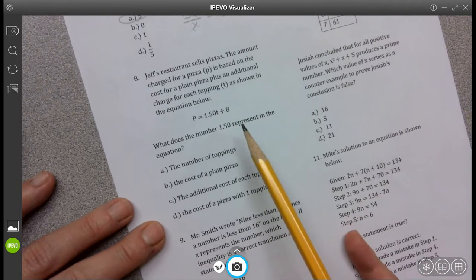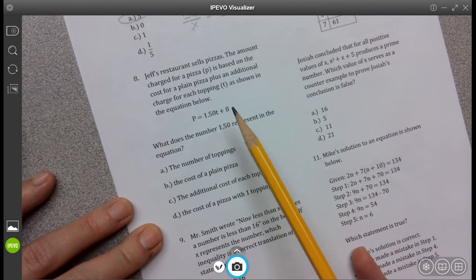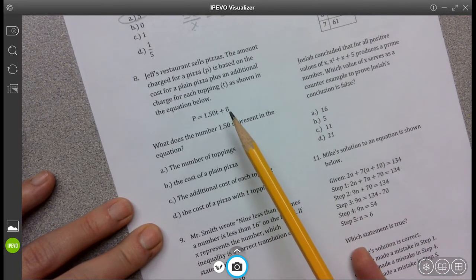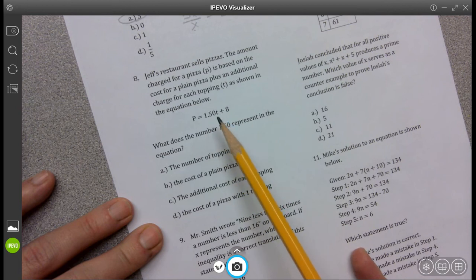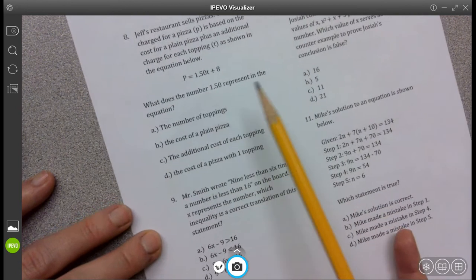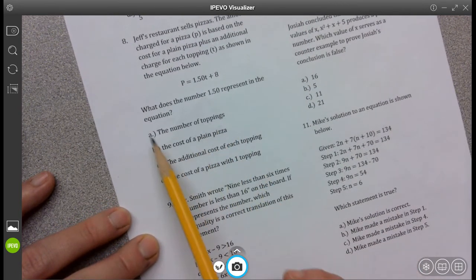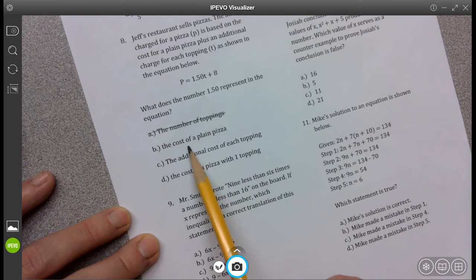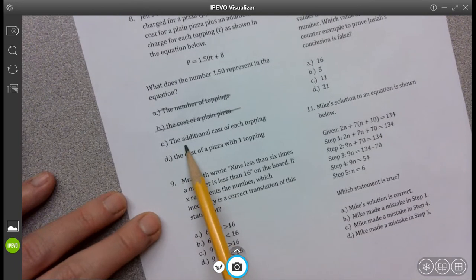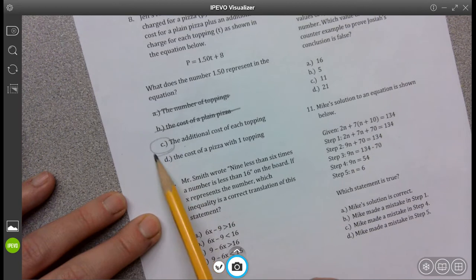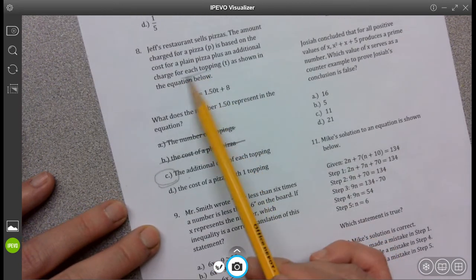Here, Jeff's restaurant sells pizzas. P is a plain pizza. That's the $8. An additional charge for each topping, $1.50. What does $1.50 represent? The number of toppings? No. The cost of a pizza? No. The additional cost of each topping? Yes. It literally says it.